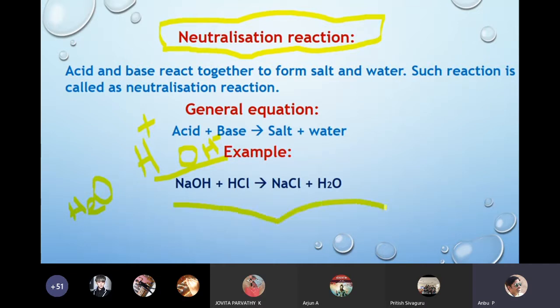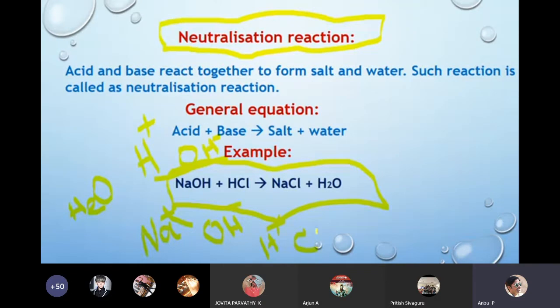I have given an example. What is a neutralization reaction? NaOH plus HCl gives NaCl plus H2O. If you split the NaOH, it forms Na+ and OH-, and hydrochloric acid will be H+ and Cl-. So how do we write the formula?